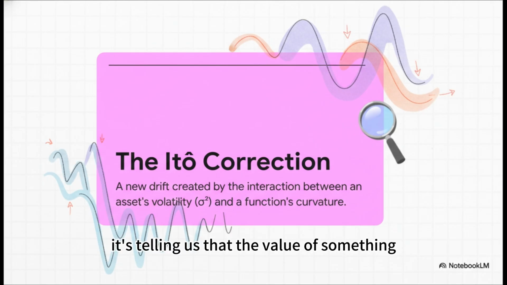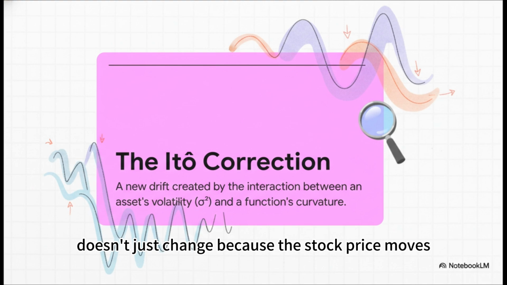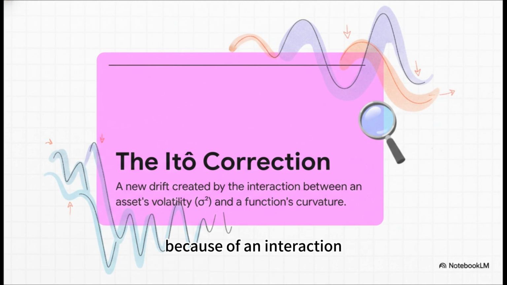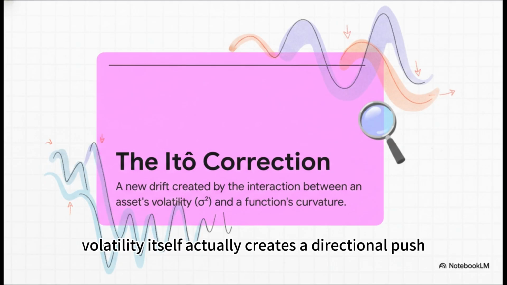It's telling us that the value of something, say a financial option, doesn't just change because the stock price moves. It also changes because of an interaction between the stock's volatility, how much it jumps around, and the shape or curvature of the option's payoff. Volatility itself actually creates a directional push.